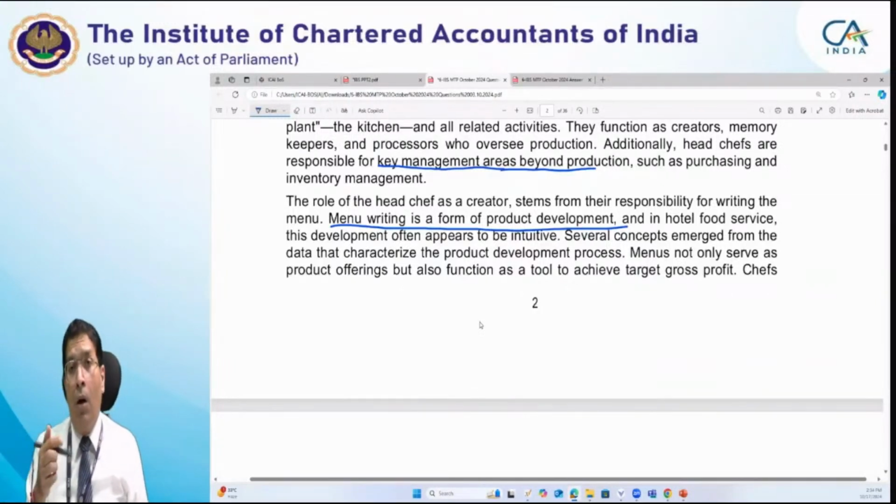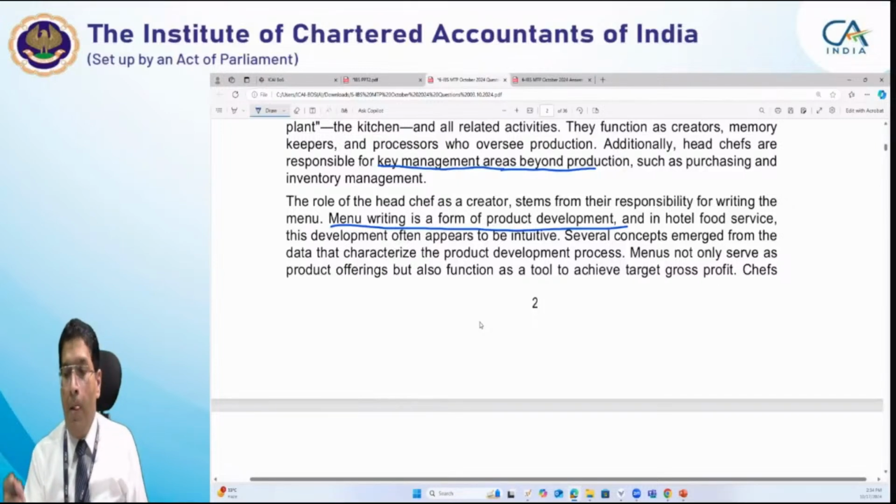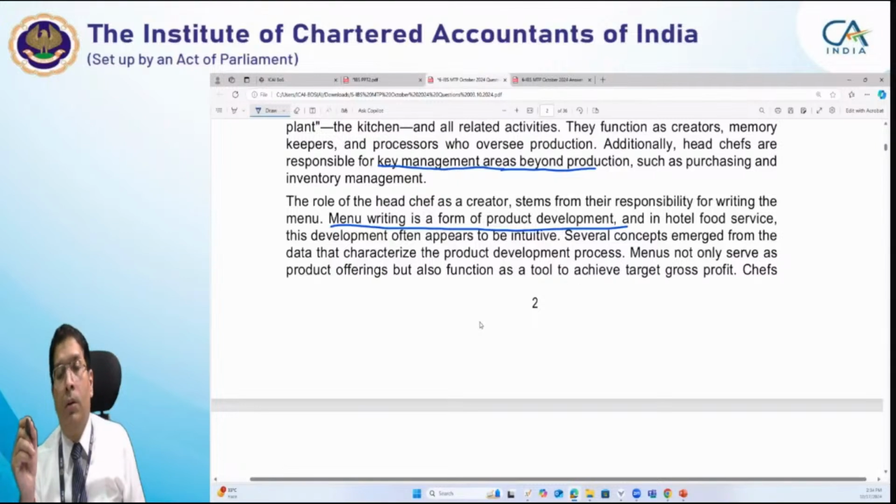It means it is a tool to get a desired profit based on the menu. Menu is a tool to achieve a target gross profit.